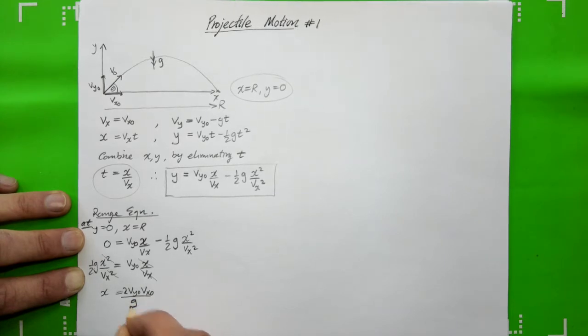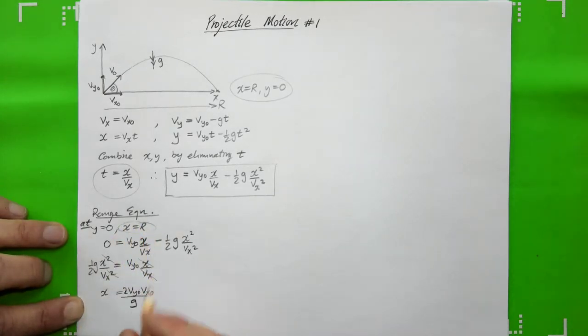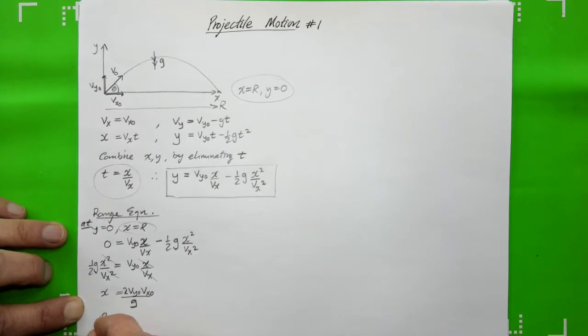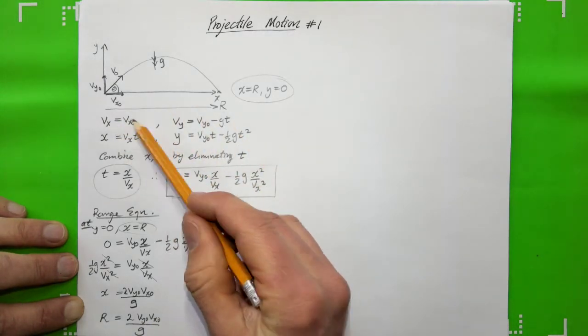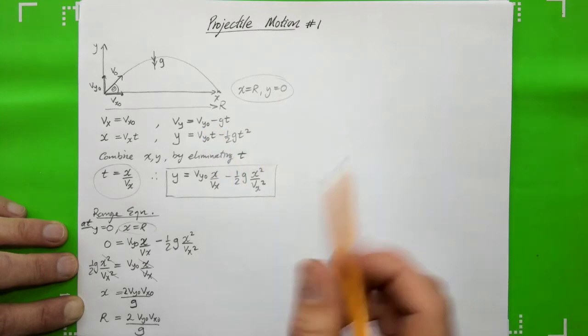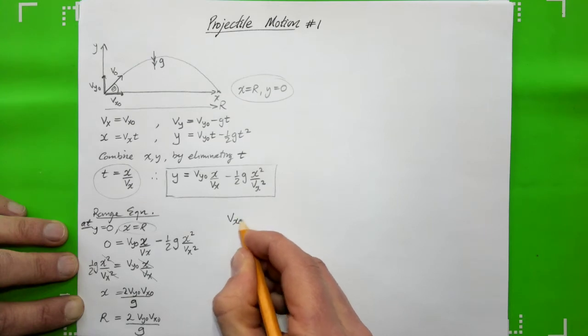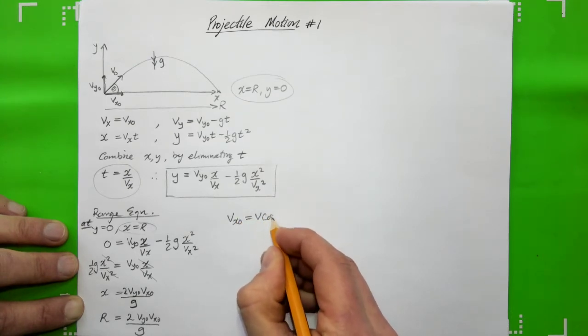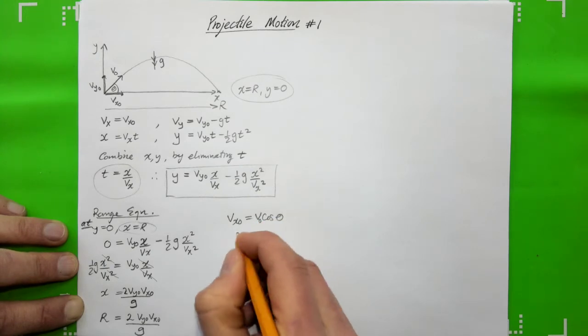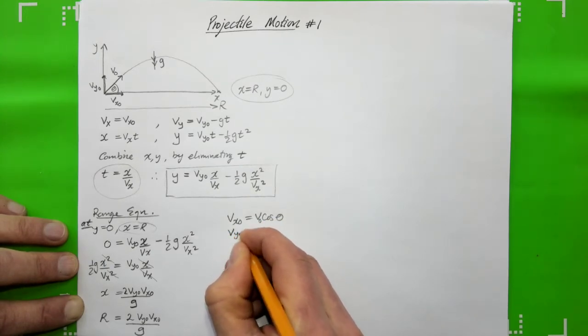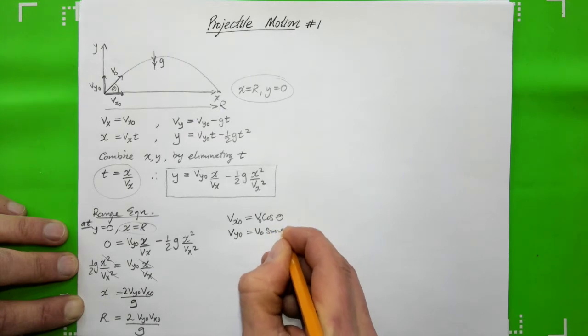all over g. And so now if we just make this replacement here of x equals r, this tells us that the range of our projectile is 2 Vy naught Vx naught over g. And let's see, I guess there's one final step we could make, because we actually know something about the initial x component and the initial y component. If we just reacquaint ourselves with those facts, remember that Vx naught equals V naught cosine theta, and that Vy naught equals V naught sine theta.